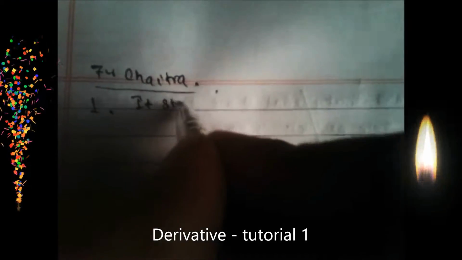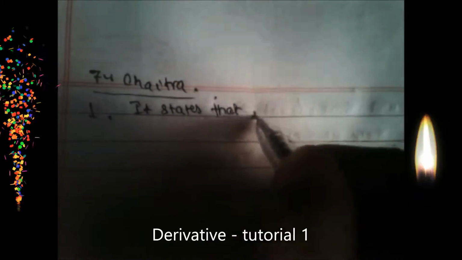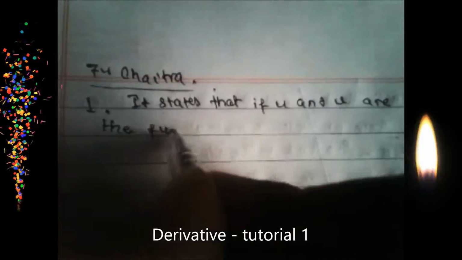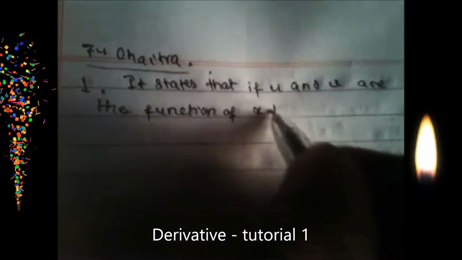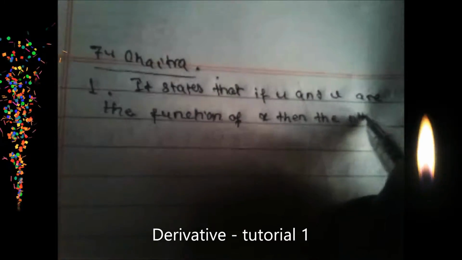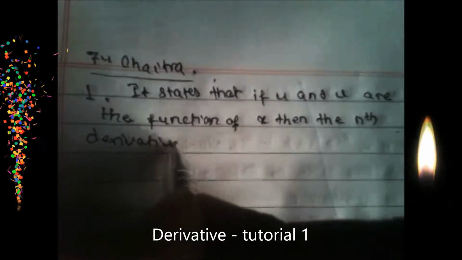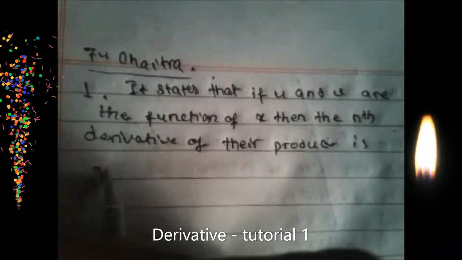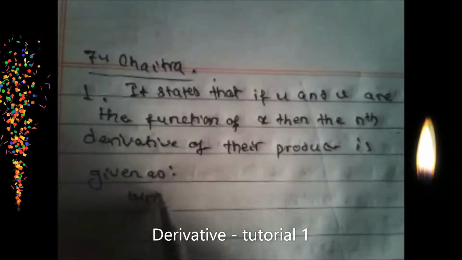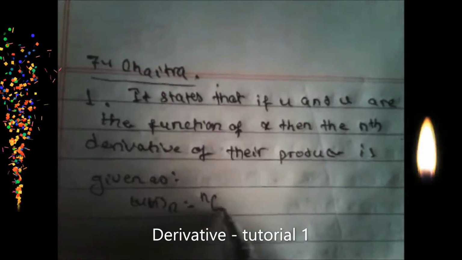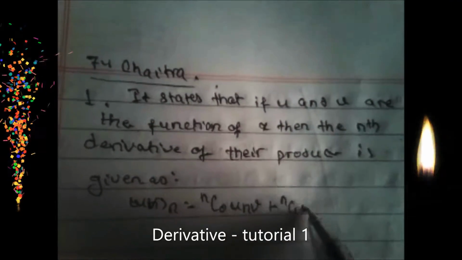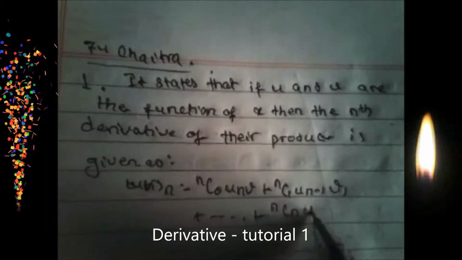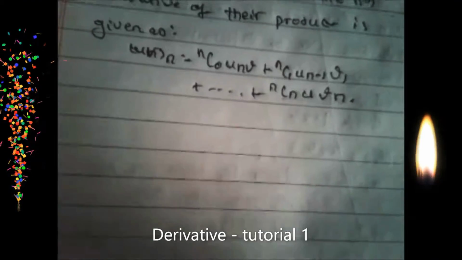It states that if u and v are functions of x, then the nth derivative of their product is given as (uv)n = nC0 un v + nC1 un-1 v1 + ... + nCn u vn. And this is the statement of Leibniz's theorem.